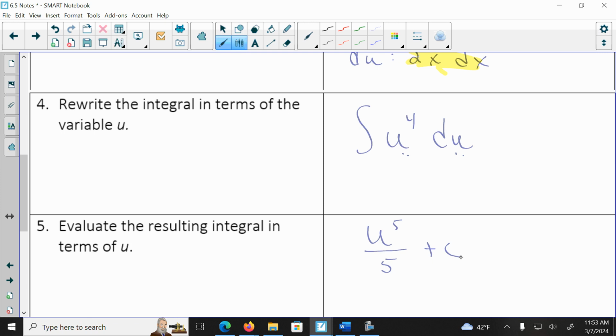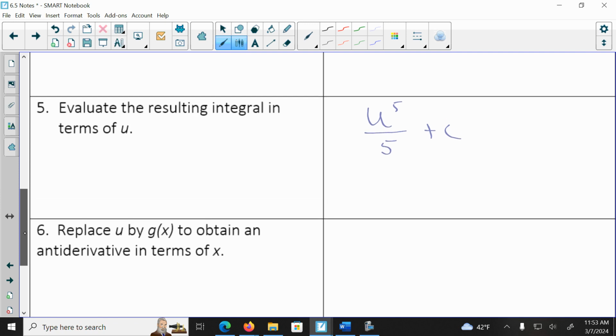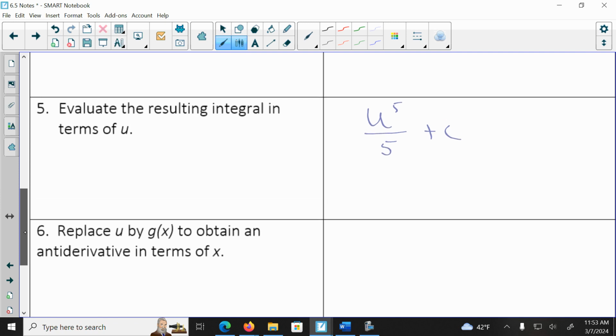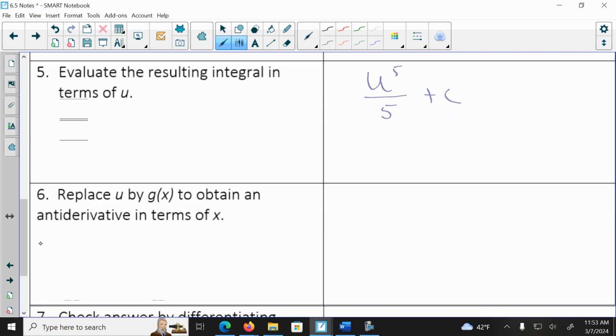No, because if I were to take the derivative of u to the fifth over 5, it would take 5 times the 1/5, which would make it just u to the fourth. Right? We divide by the new power. So now I evaluate it, and then I'm going to replace the u with what u is equal to. We said u is equal to x squared plus 1. We have x squared plus 1 to the fifth over 5 plus c.